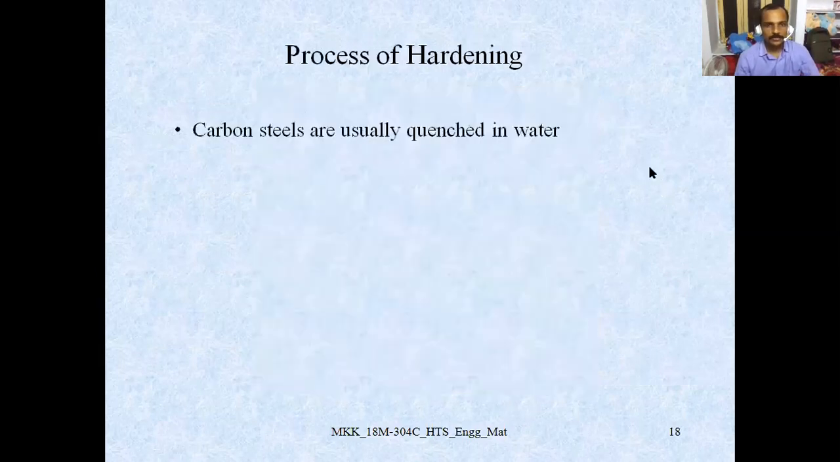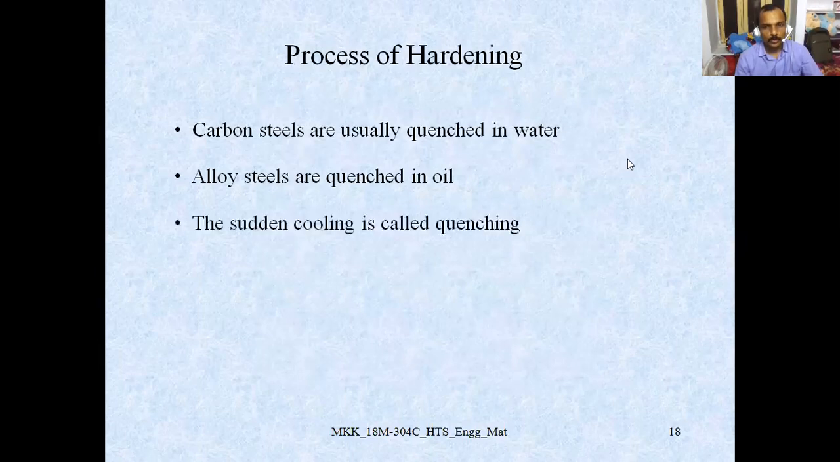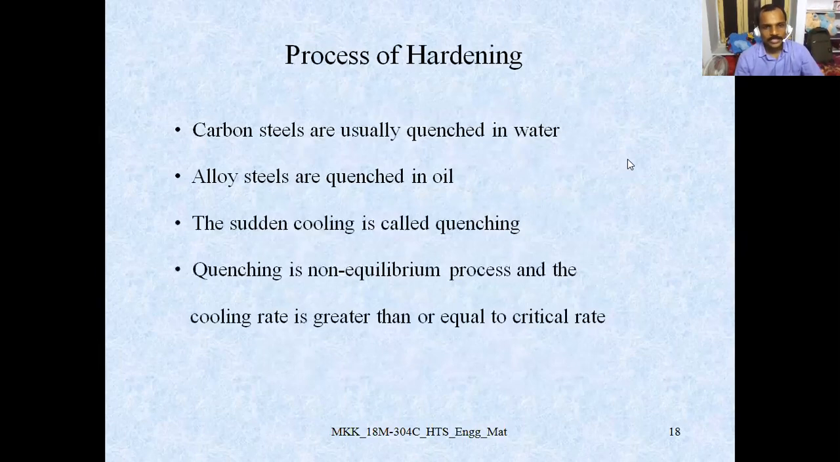So coming to the process of hardening. Carbon steels are usually quenched in water. So quenching is sudden cooling. After heating, if we suddenly cool a steel, that is known as quenching. Steel or any other metal, if after heating we suddenly cool it, then that is known as quenching. So alloy steels are quenched in oil. Sudden cooling is called quenching. Quenching is a non-equilibrium process and the cooling rate is greater than or equal to the critical rate.